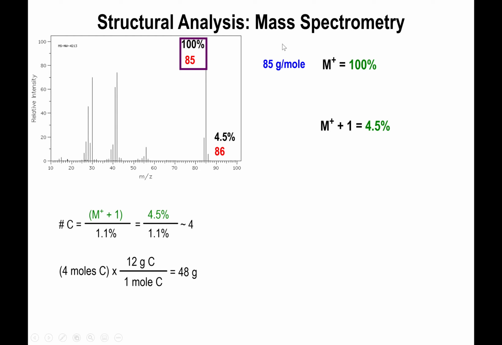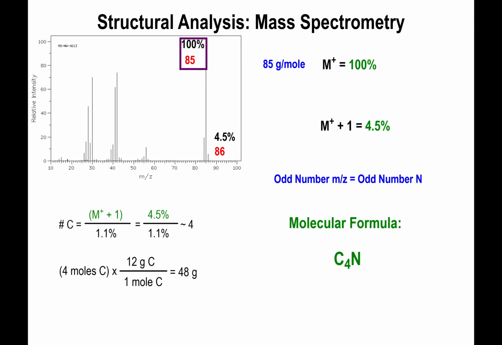But here, because the value is odd for M plus, we have to have at the very least 1 nitrogen. That's not negotiable. There has to be nitrogen. So the odd number of the M plus peak corresponds to the odd number of nitrogens in the structure. So we're going to introduce 1 nitrogen, and we're going to see what happens to the formula.